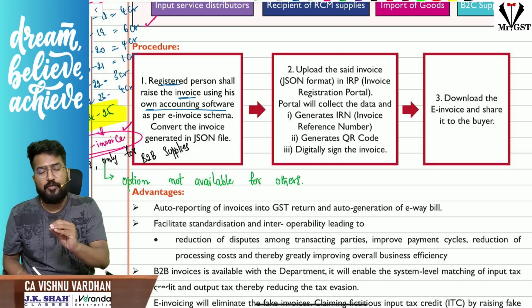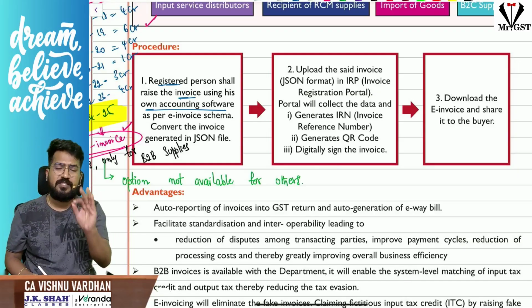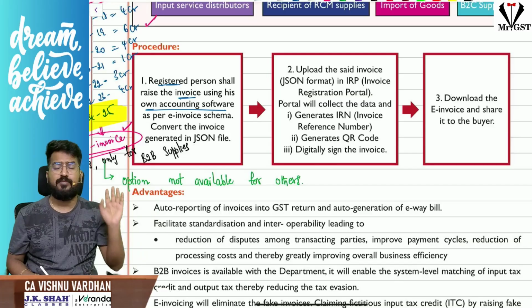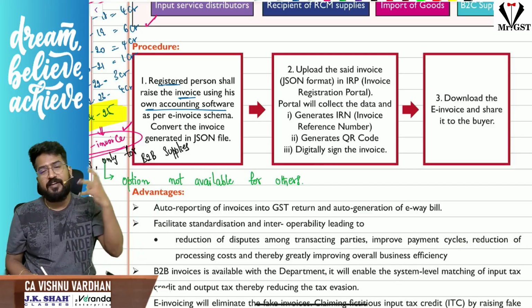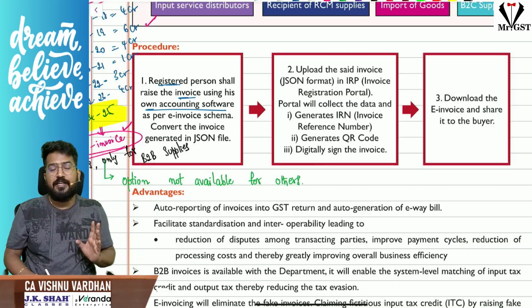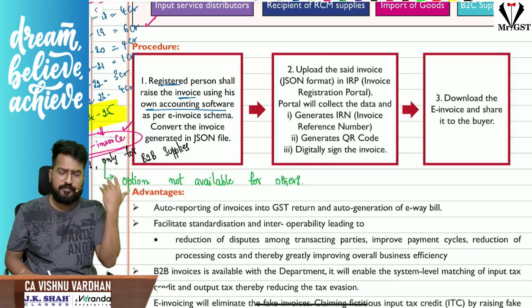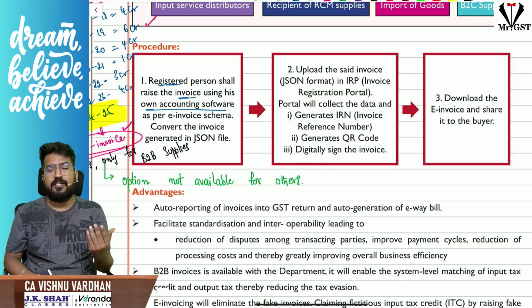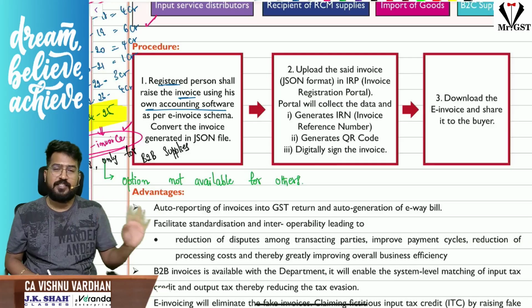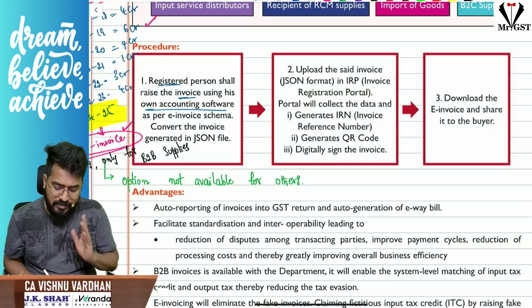And now download that e-invoice and give it to the customer. That means simple: before giving the invoice to the customer, give it to the government. The government will take the record of those details, and then will give you the invoice with the 3 additional details, and that you give to your customer. So that we are trying to stop these fake invoices.